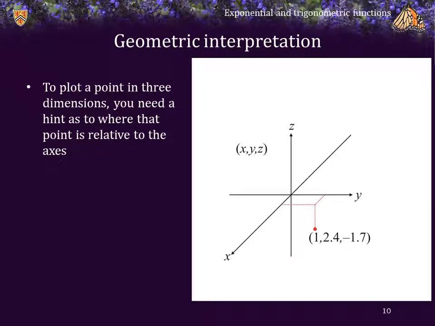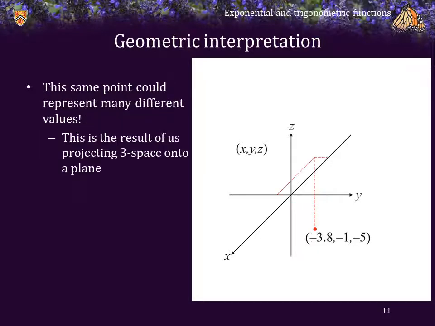When we plot a point in 3 dimensions, it's absolutely necessary to give a hint as to where that point is relative to the axes. For example, in this case, the point in question is 1, 2.3, negative 1.7. However, that same point may actually be representing the value negative 3.8, negative 1, negative 5. Thus, some sort of highlight or guidance as to where the point is relative to the axes is essential. Again, this is the result of plotting 3 space onto a plane.